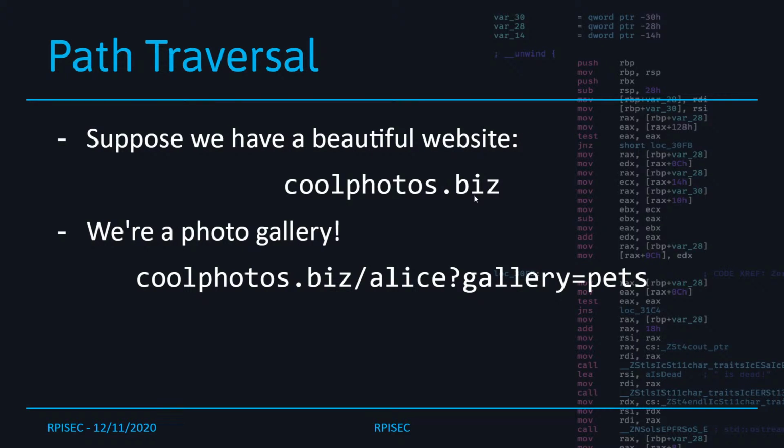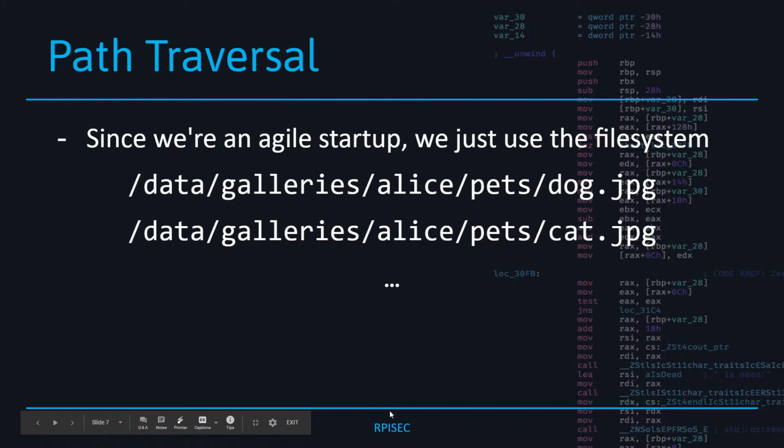We're going to have this great website called coolphotos.biz. Cool Photos is a photo gallery. It lets you upload photos, put them in the gallery, and share them with other people. For example, Alice here might have a gallery called Pets, so you go to coolphotos.biz/Alice, and then you give it a parameter for the gallery, and we're going to look at pets.